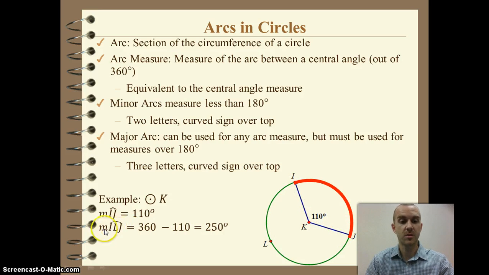Now if I said the measure of arc ILJ, that means I'm going to go from I through L to J. And so the central angle I'm looking at, it looks kind of funny, but it's the opposite angle of the 110 degrees. Hence why we could do 360 minus 110 to get that this would be a 250 degree arc measure.